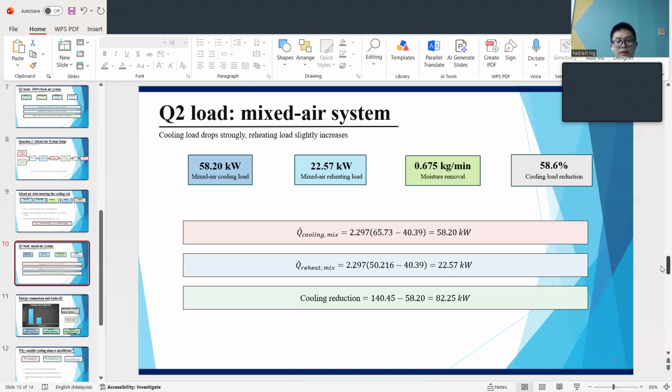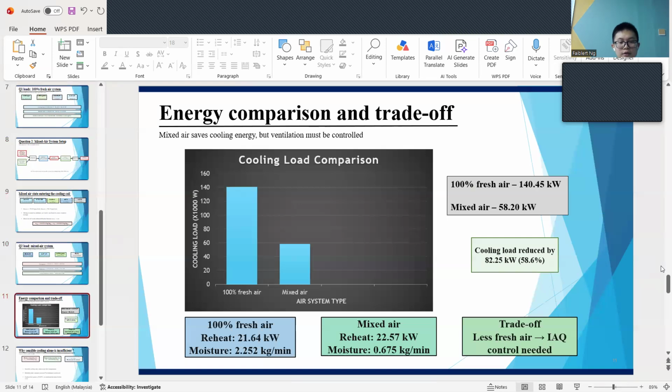The moisture removal rate is 0.675 kg/minute. Compared with question 1, the cooling rate reduction is 140.45 minus 58.2, which is 82.25 kW. This gives us 58.6% reduction in the cooling coil load, when comparing the two systems.